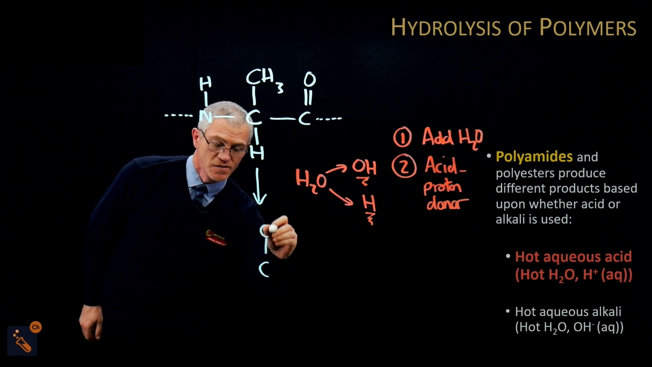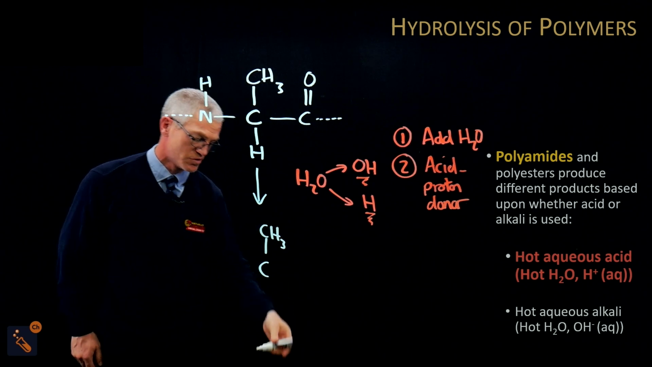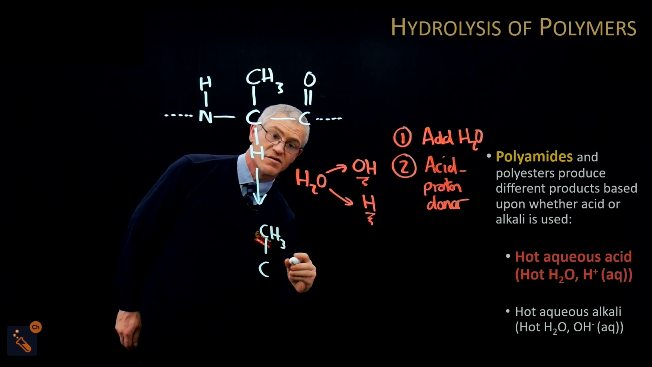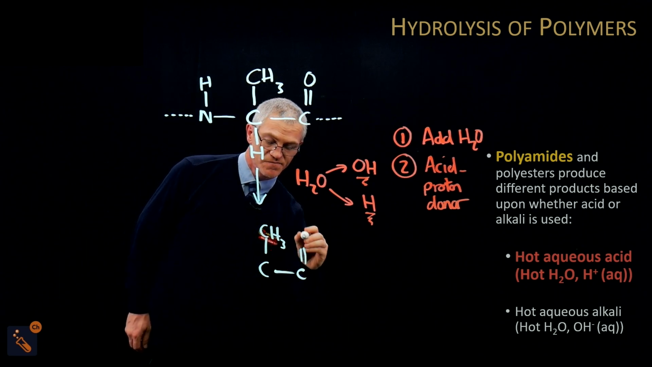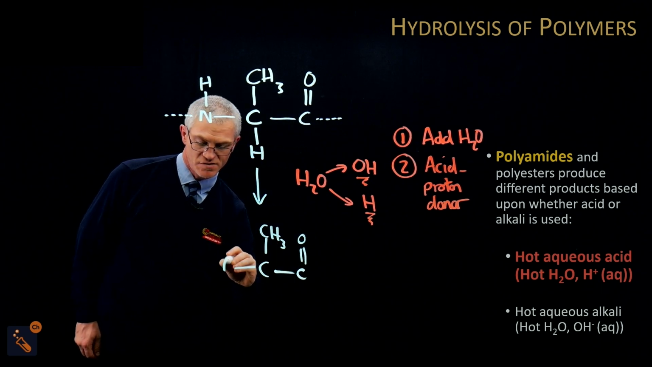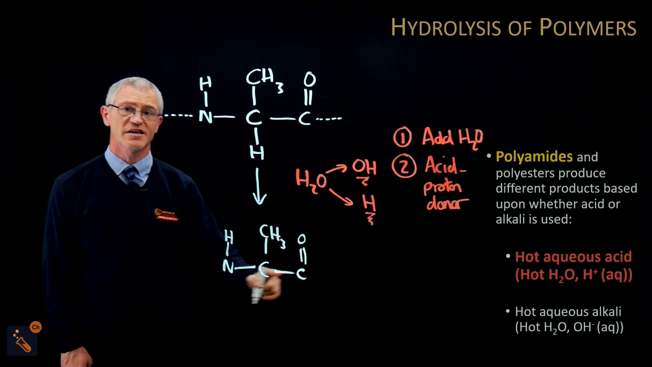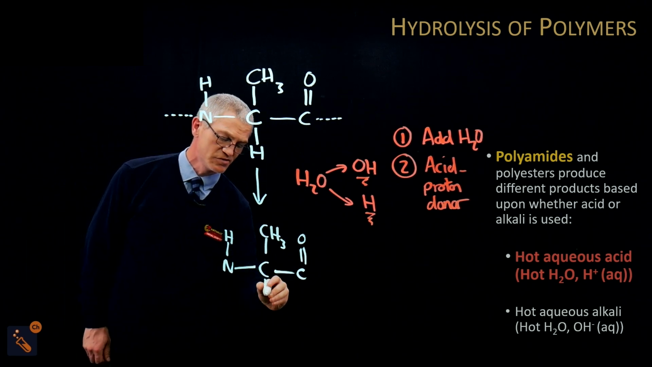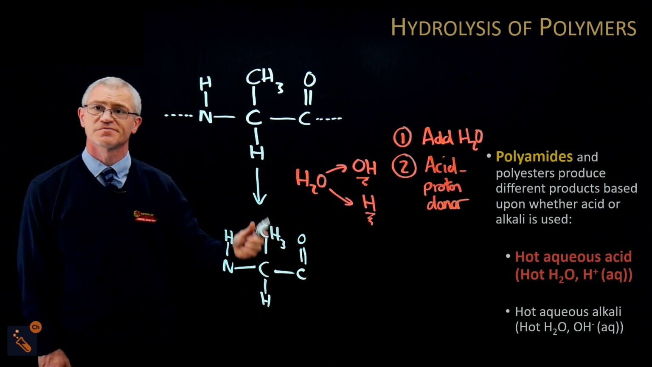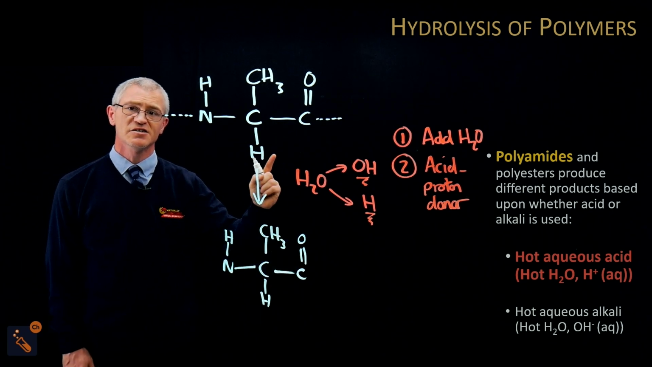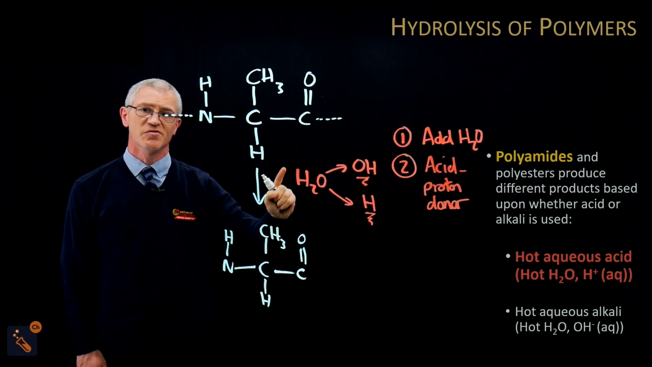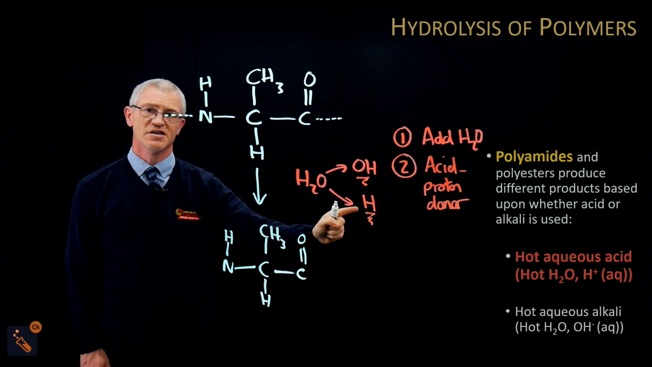Because there's our repeating unit, and then we have our carboxylic acid again, and then we have our amine. So we've just drawn it again. I won't forget my H. I've drawn it again. So we do step one. Step one is add H2O. Remember, we add H2O in the form of OH and H.